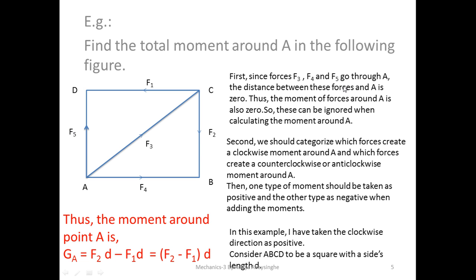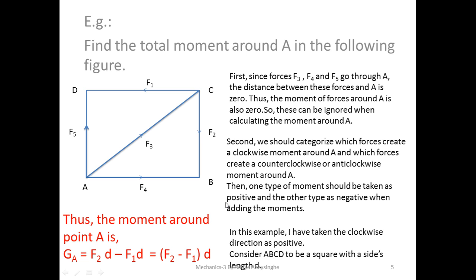And then you have to take either the clockwise moments to be positive, or the anti-clockwise or counterclockwise moments to be positive. If you take one direction to be positive, the other direction should be negative, according to the rules of forces and decomposition of forces. So in this example, F1 creates a moment around A in this direction, and F2 creates a moment around A in this direction. I'll take the clockwise direction as positive.